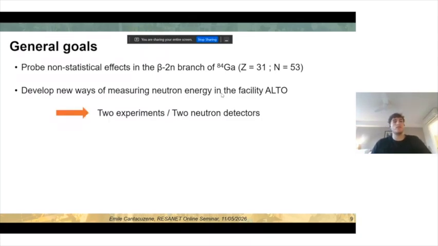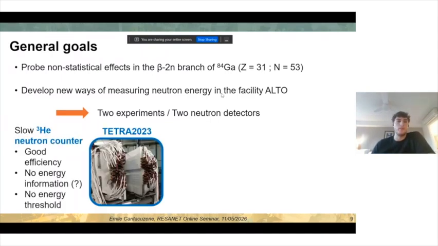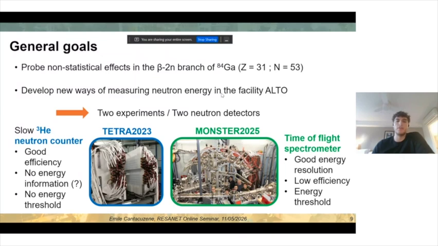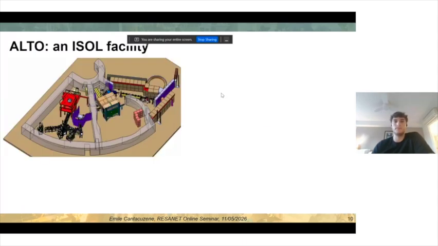And so this led to 2 experiments, basically, where we used 2 neutron detectors. In the first experiment, we used TETRA as a detector, which is a helium-3 neutron counter. And in the second experiment, we used MONSTER, which is a time-of-flight spectrometer, which allows us to directly measure the energy of the neutrons. And both of these experiments happened in ALTO.